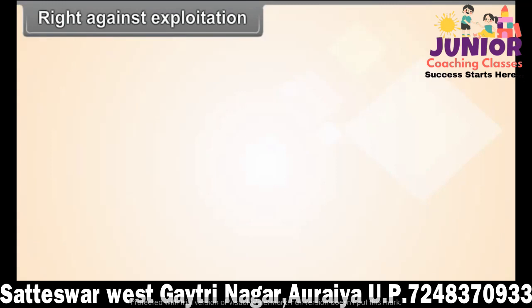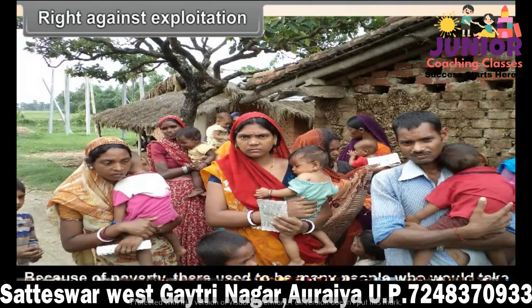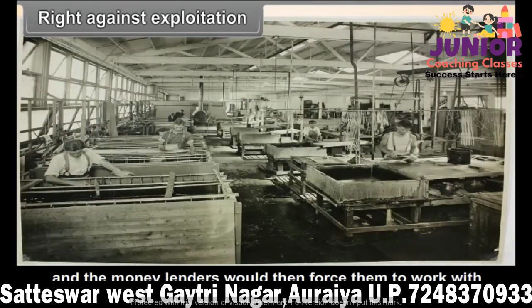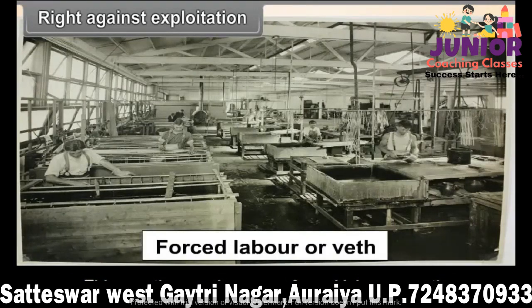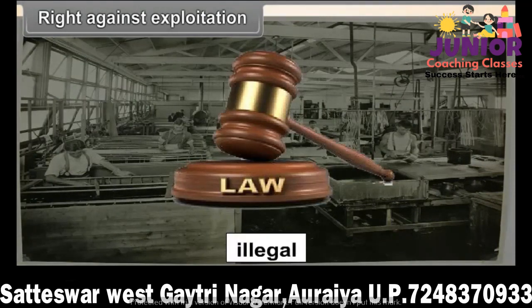Right against exploitation. Both liberty and equality will be violated if some people are forced by others to undertake some work against their wishes. Because of poverty, there used to be many people who would take loans from private moneylenders, and the moneylenders would then force them to work without payments until the loan and interest are repaid. This practice was known as forced labor or begar. The Constitution has declared such practices as illegal.